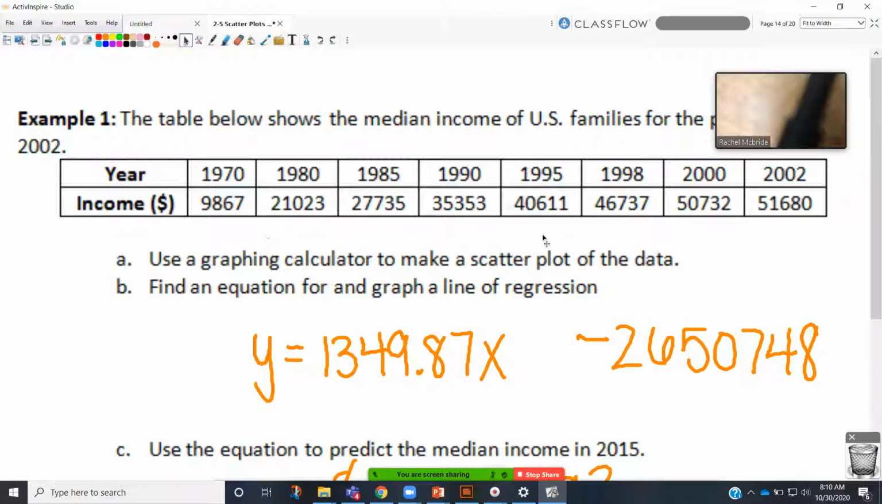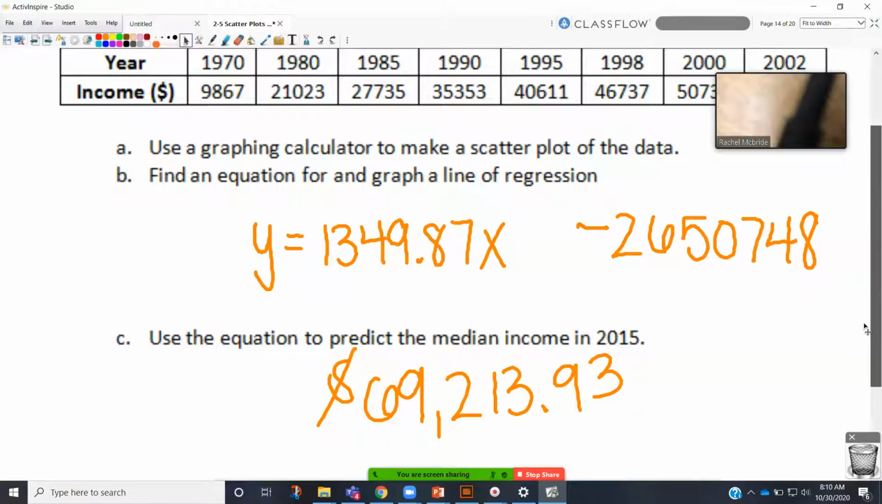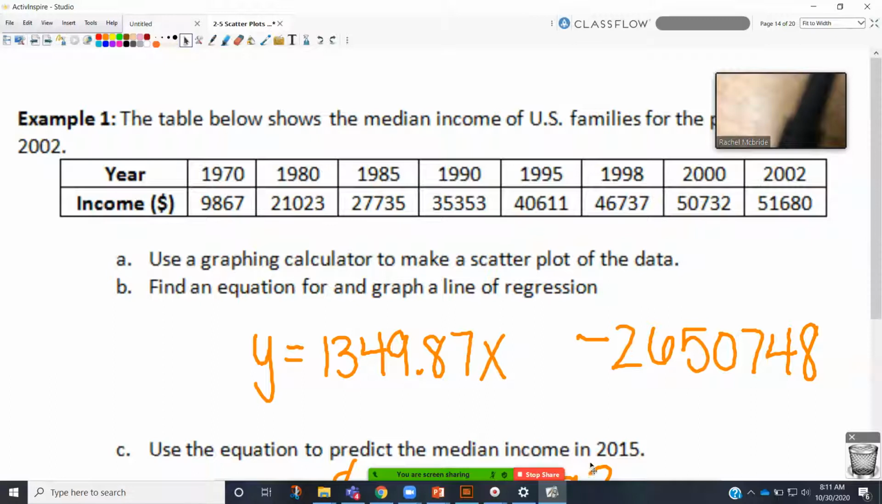So part A was use a graphing calculator to make the scatter plot. Part B, write the equation for the linear regression. Part C says use the equation to predict the median income in 2015. In order to make that prediction, you have to take 2015, which is a year. Which variable represents years, X or Y? In this table, which one did we treat as the X values, the years or the income? It's our years. Yeah, it's our X. Thank you. So what we're going to do is plug in 2015 for X.